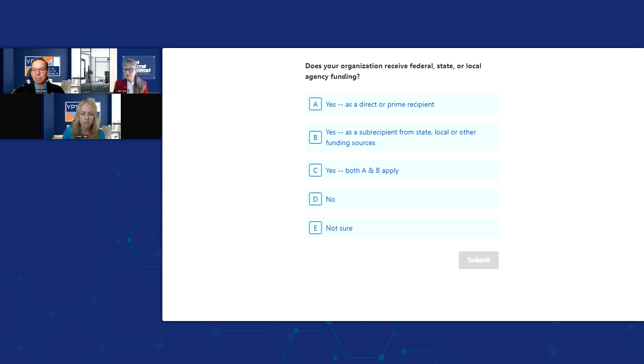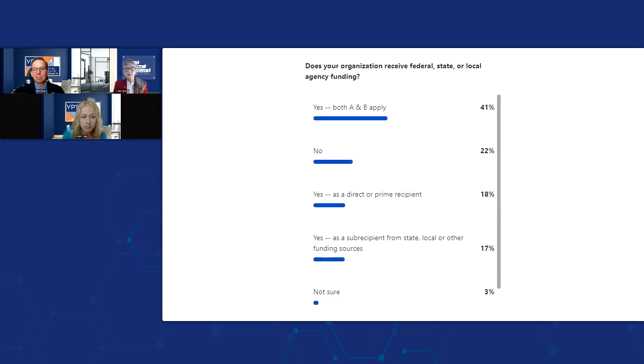But we are going to advance now, and it looks like the vast majority are yes, receiving federal, state, or local agency funding. So there's going to be a lot of applicable information for those folks on today's session.